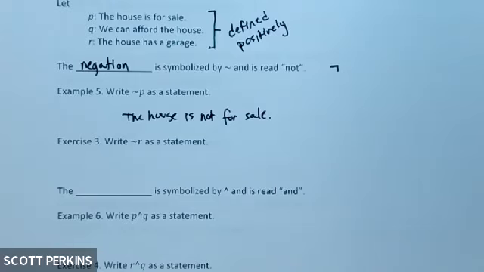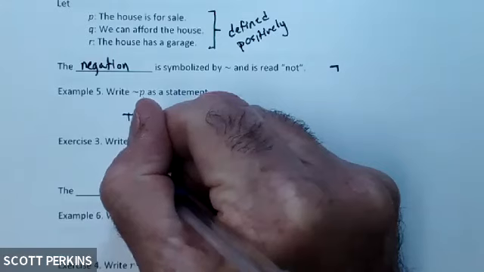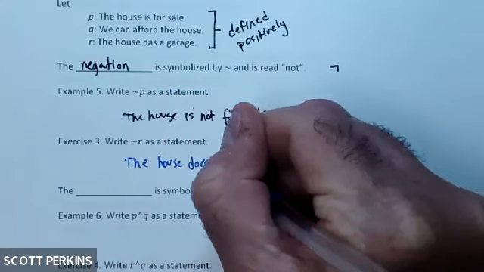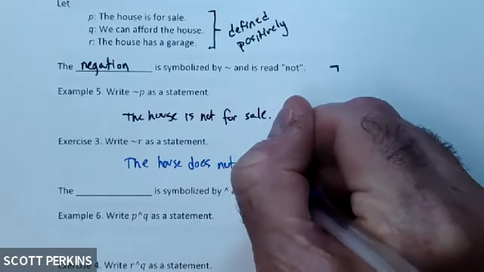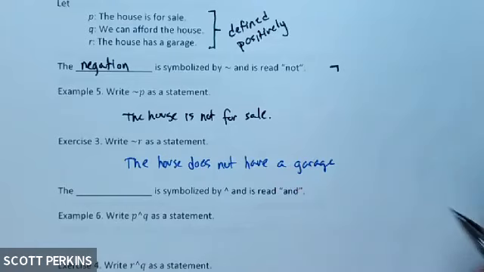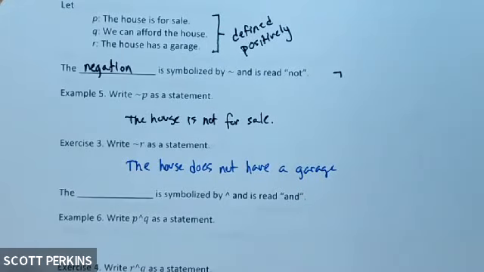What did you write for squiggly R? Sure, great. The house does not have a garage. Or you may have written something like the house has no garage or something to that effect. Then you have negated, somehow communicating that there is an absence of a garage on this house. Okay. So far, so good? Okay, that wraps up the negation. Hopefully you feel like that was a fairly painless thing.